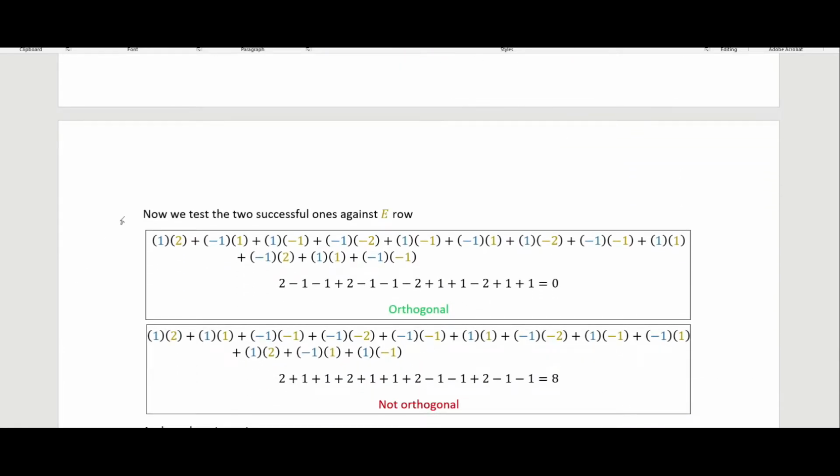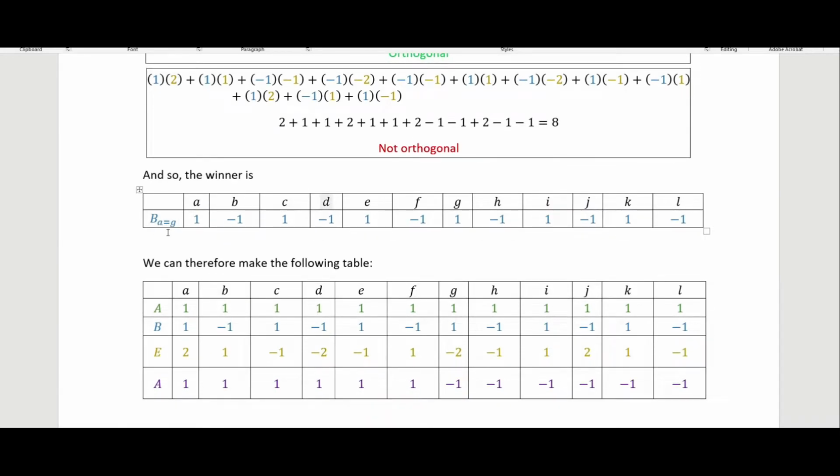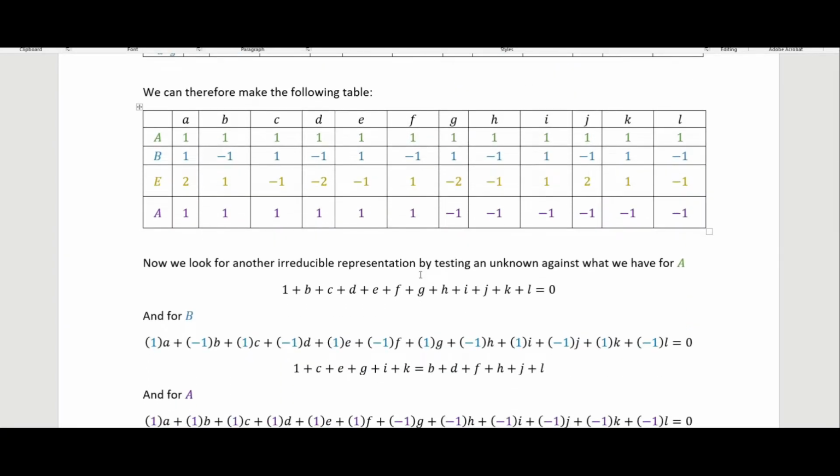So now we test against the E here for orthogonality. And we find that just the first one is orthogonal with that, and the second one is not orthogonal with that. And so we accept this one here, the B where A equals G. And so we can add this one to our table. And so we get this table right here. So now we have these four relationships here.